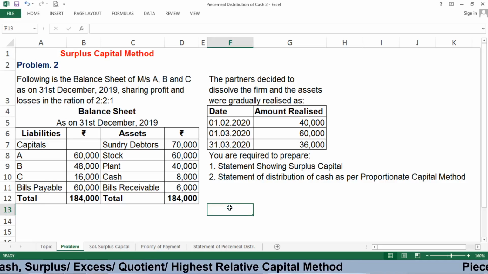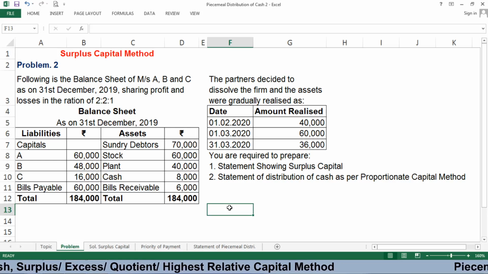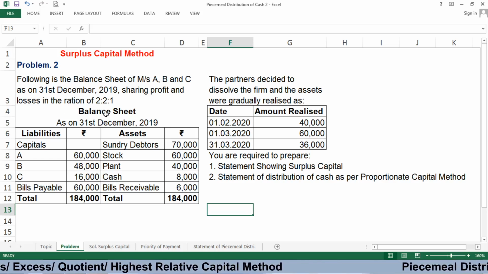So this is the example as per surplus capital method, that is problem number 2. Following is the balance sheet of Messrs A, B and C as on 31st December 2019, sharing profits and losses in the ratio of 2:1. The balance sheet is as follows. Here some liabilities as well as some assets are given.